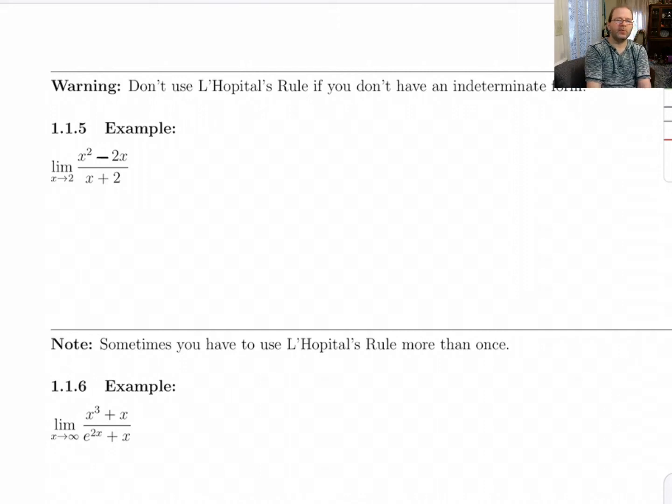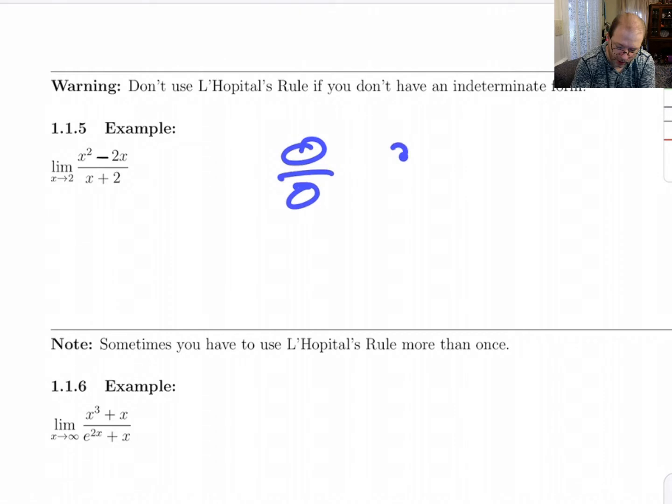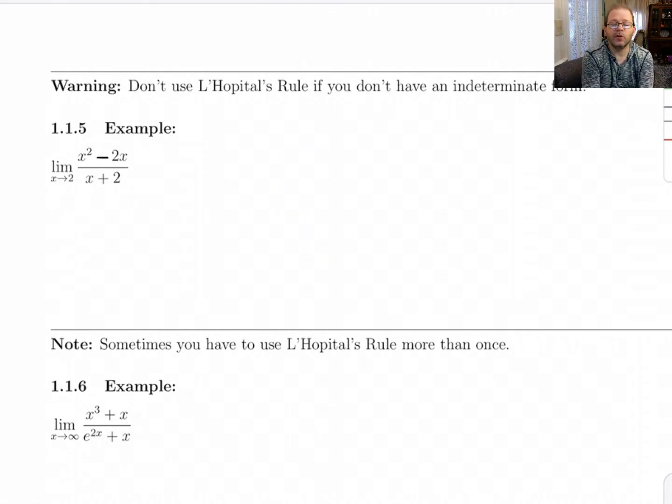All right, let's keep going with L'Hopital's rule. One thing I want to mention is only use L'Hopital's rule when you have a 0 over 0 or an infinity over infinity type limit. If you don't have one of those, L'Hopital's rule will mess things up. And I want to do an example like that.